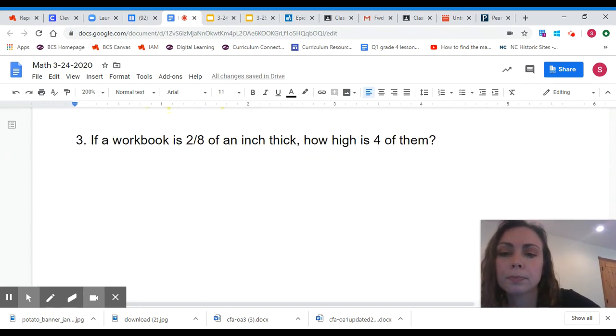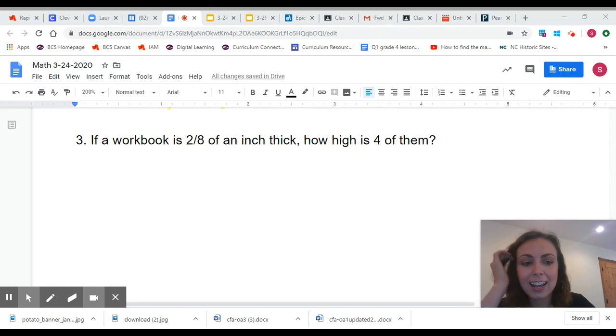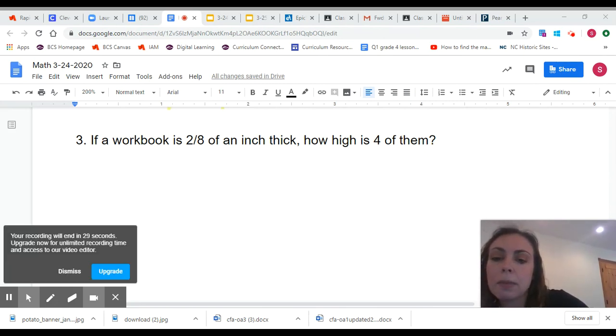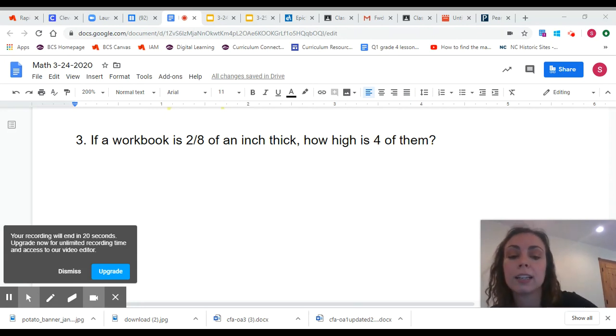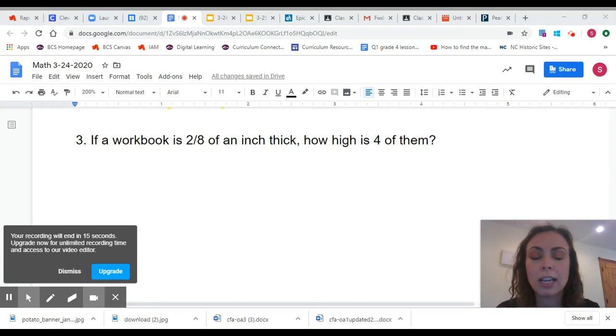Last problem, if a workbook is 2/8 of an inch thick, how high is 4 of them? So we're going to look at that. So we have 2/8, and we're going to have 4 of them. Now remember, in fourth grade, when you add, well, all the time, no matter what grade you're in, when you're adding fractions, you only add the numerators, not the denominators, because the denominators are labels. It's like 4 oranges plus 2 oranges is 6 oranges. The oranges are the labels of that.